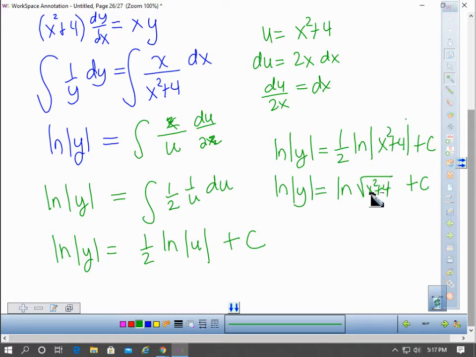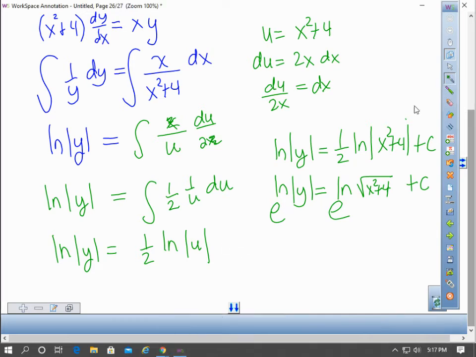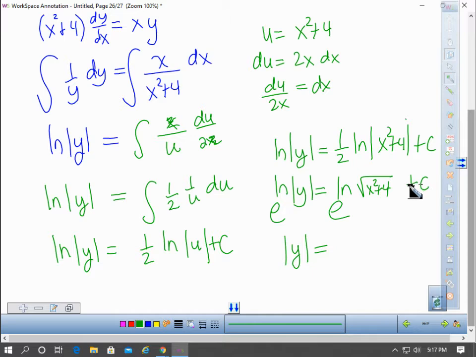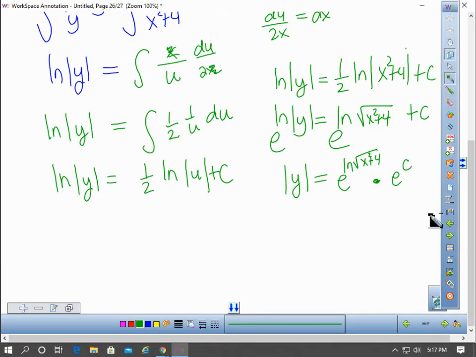So now I can do the e thing that we've done before. Raise both of these quantities to the e. Okay? I'm going to move this plus c over a little bit. All right, and so then this cancels. So we got the absolute value of y equals, remember when we have addition in the exponent, this is the same as a product. So this is e to the natural log of the square root of x squared plus 4 times e to the c, because when you multiply powers, you add your exponents. So I'm just reversing that process.